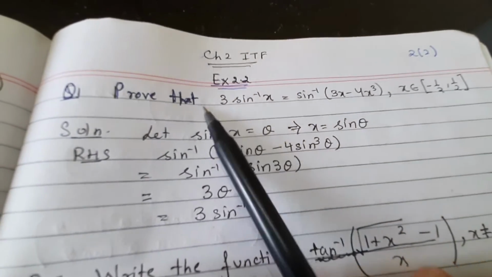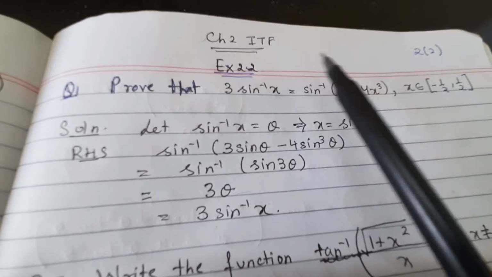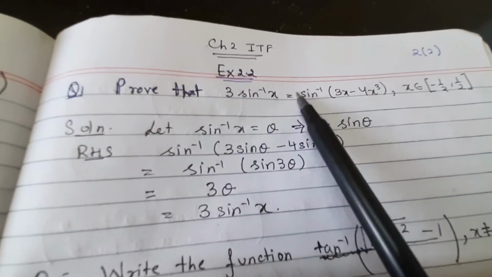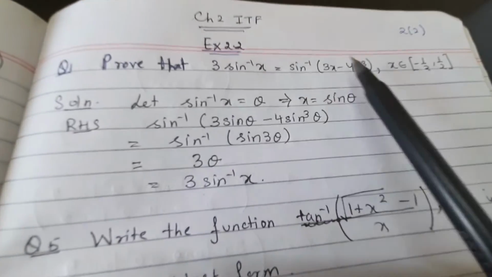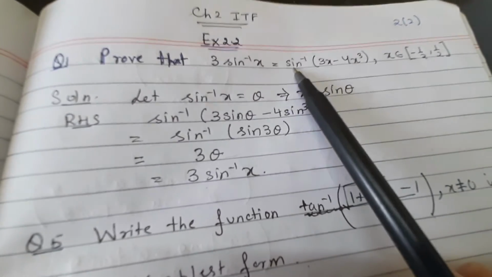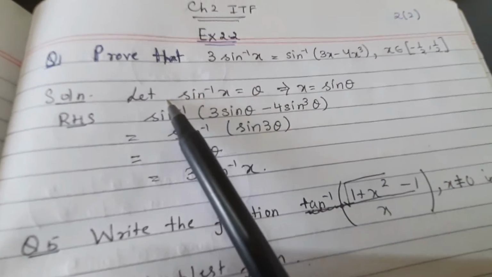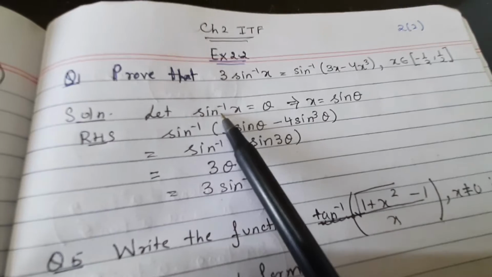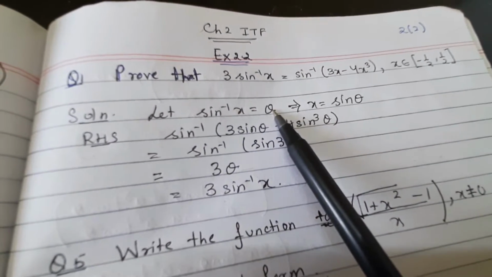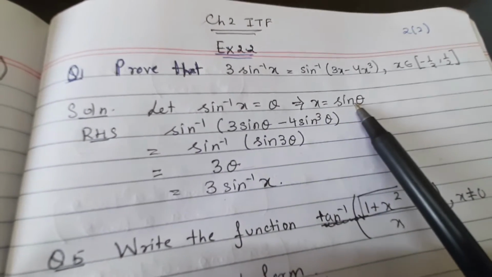This is the simplest form. You can say this identity can be written in the simplest form in this manner. So I have taken the substitution so that I get sin inverse sine of something. Let sin inverse x is equal to theta, which implies x is equal to sine theta.